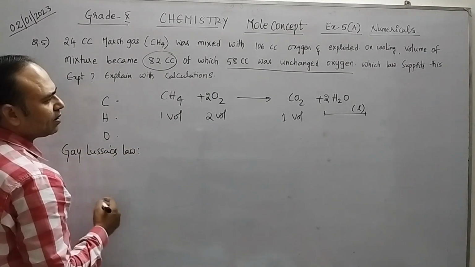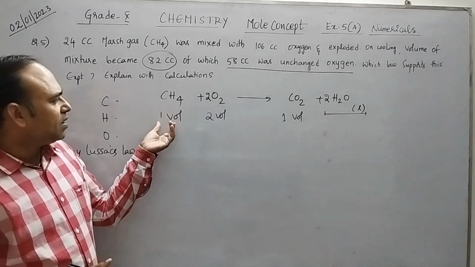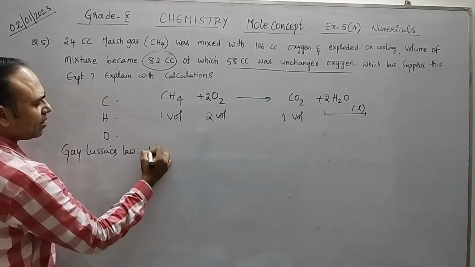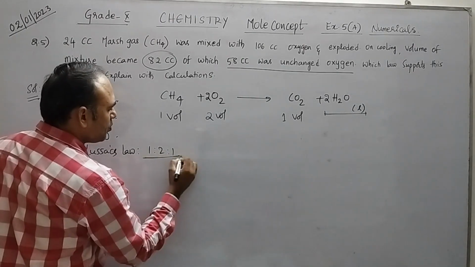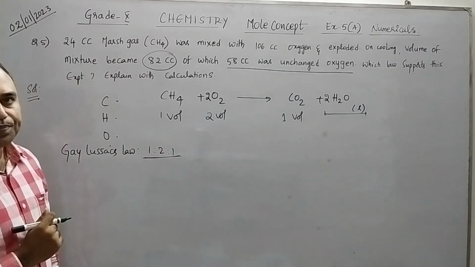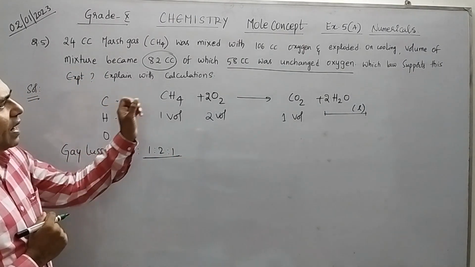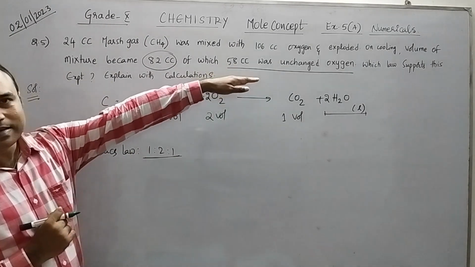Gay-Lussac's law says that the gases will combine in a fixed ratio. That is, what is the ratio here? 1:2 and forms 1 volume. So the simple ratio here is 1:2:1. Now we need to calculate this and explain how much is unreacted.